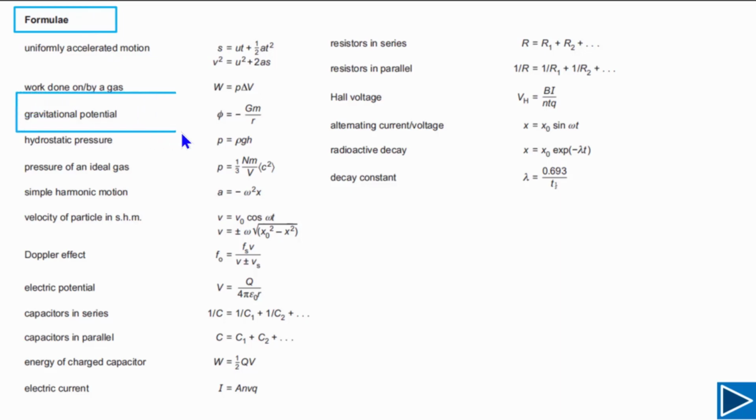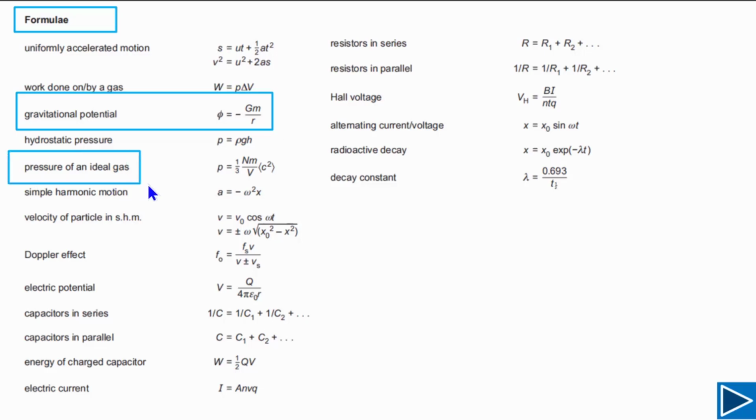The first one is about gravitational potential. With the help of this one, you can find potential at any point in a gravitational field. But you can also use this one to calculate gravitational potential energy. Simply you need to multiply potential with mass.